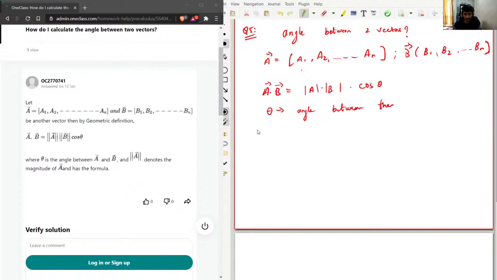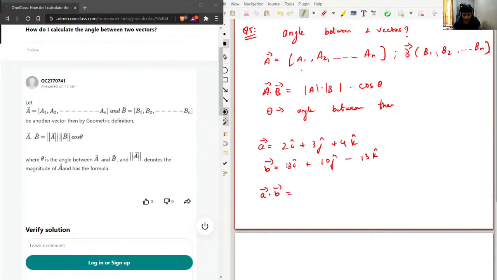So I'll just explain with an example. Let's say I have a vector a which is 2i plus 3j plus 4k, and let's say b is 3i plus 10j minus 13k. First we need the LHS part, which is the dot product. So we'll go for a dot b.